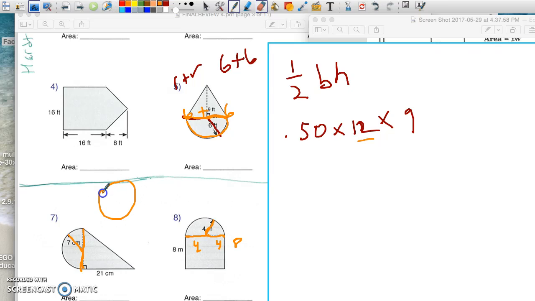Because again, a circle halfway across is radius. All the way across is diameter. All the way across the bottom of a triangle is a base. That's how it's all related to each other. So I hope that helps out. All right, so going back to where we were.